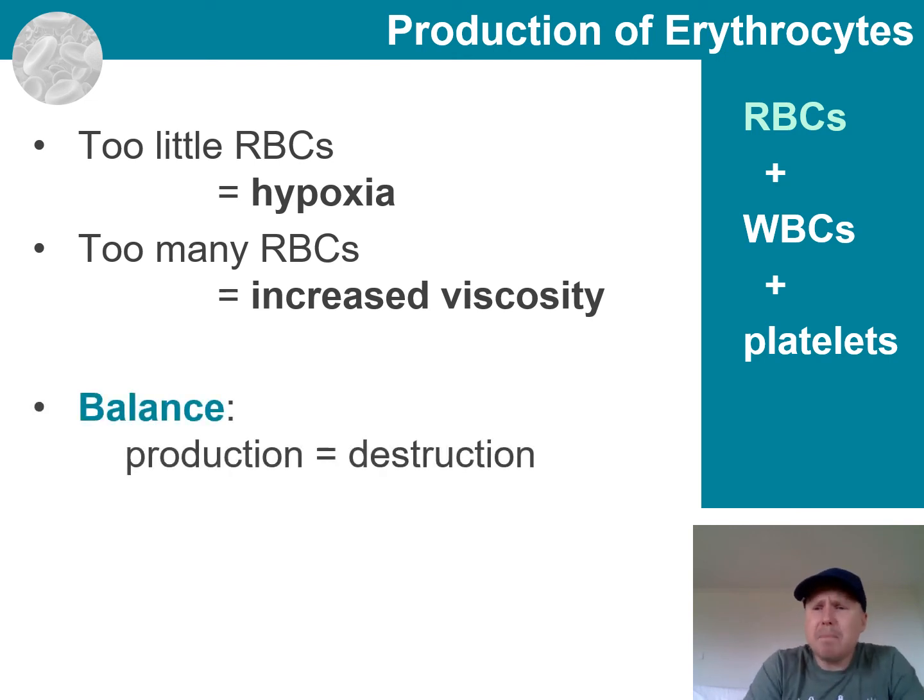So what is important is that there is a balance between red blood cell production and destruction. And this depends on two factors, hormonal and dietary. Let's look at both of these in a little more detail.